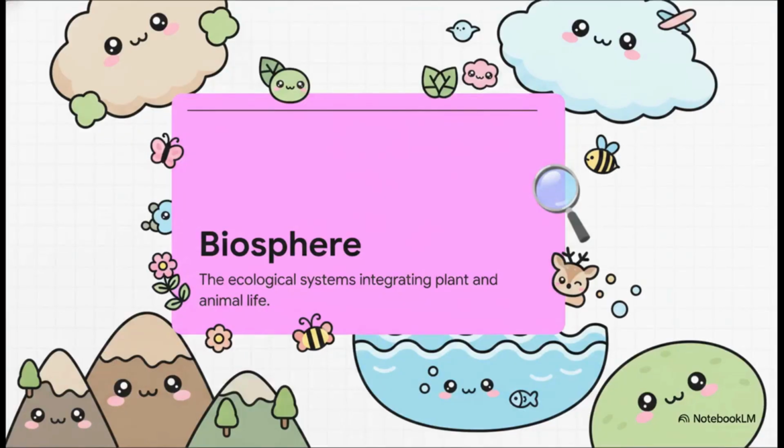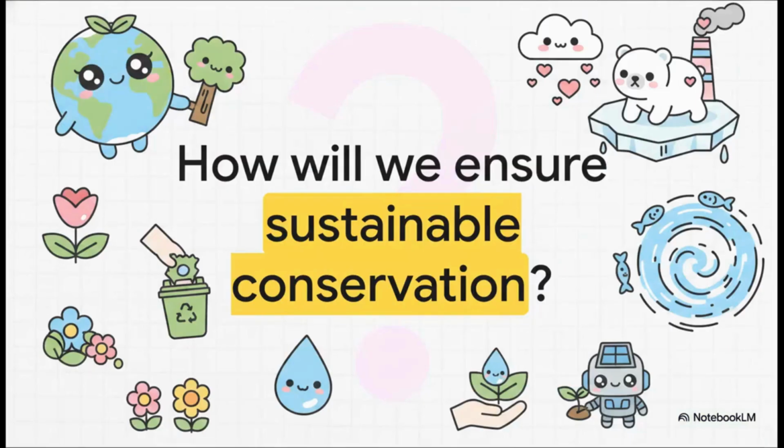Finally, let's tie the whole shebang together by returning to where life actually happens, the biosphere. The biosphere is the total ecological system integrating all plant and animal life. And the most vital thing to grasp here is that it doesn't exist in isolation. Its entire existence, our existence, relies completely on the delicate, constant interaction between the rocky lithosphere, the breathable atmosphere, and the watery hydrosphere. Which leaves us with this final, really critical thought.